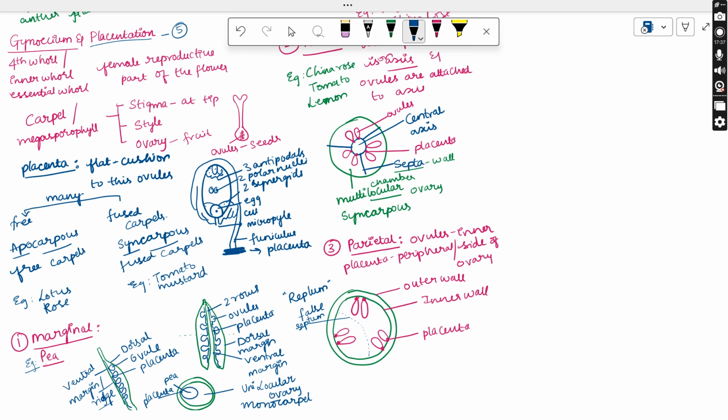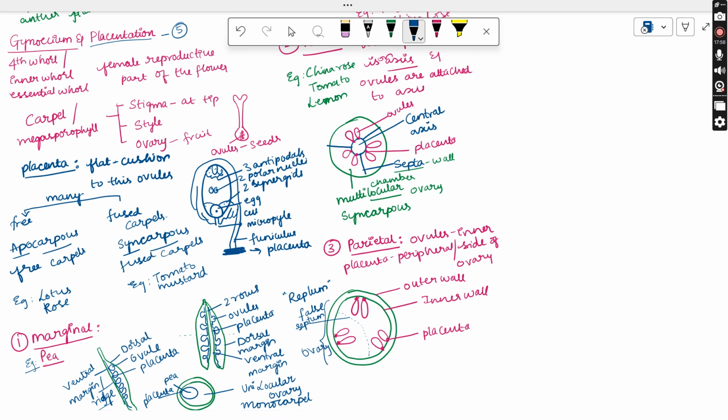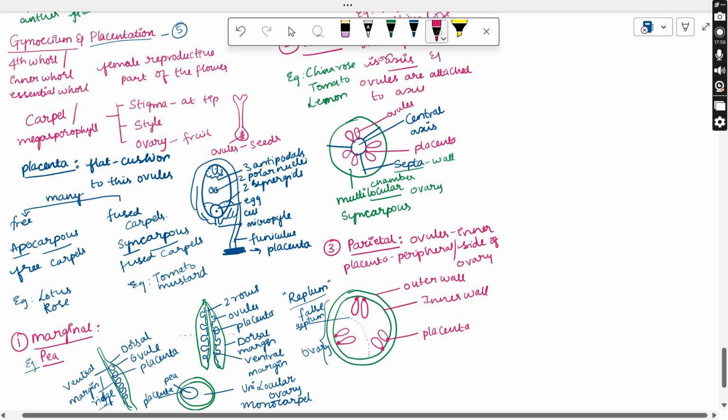Now where can you find this placenta? This placenta is present at the inner side of the ovary, the peripheral side. All the ovules are attached to it. This whole structure is the ovary, and you can find the initially single chamber becoming a two chambered ovary because of the formation of the false septum called a replum. You can find this parietal type of placentation in mustard plants and poppies or argemone. In these two types of plants, you can actually find the parietal type of placentation.